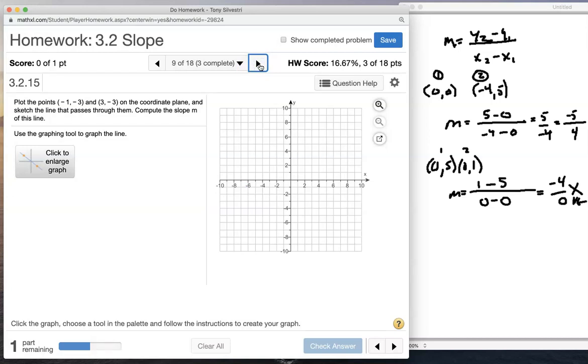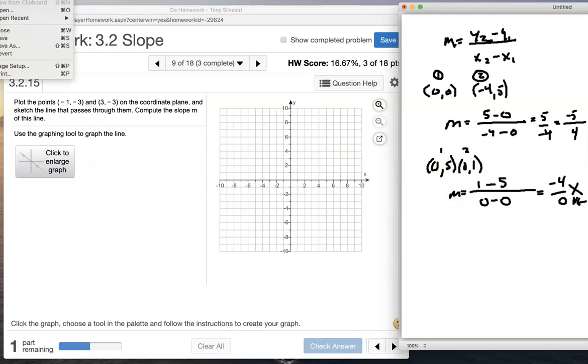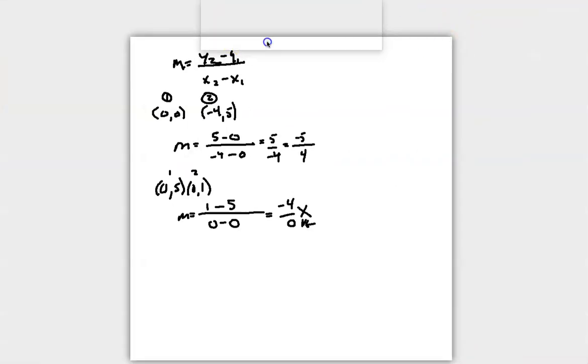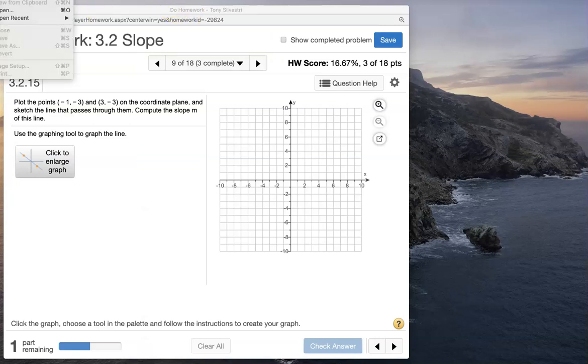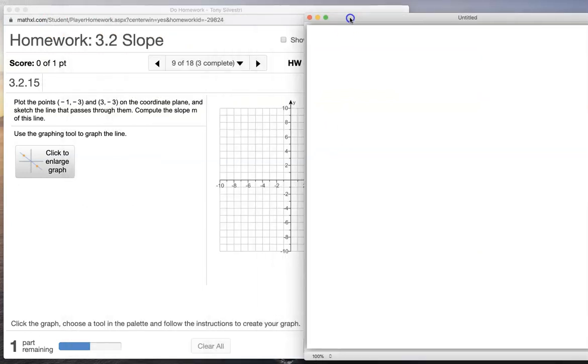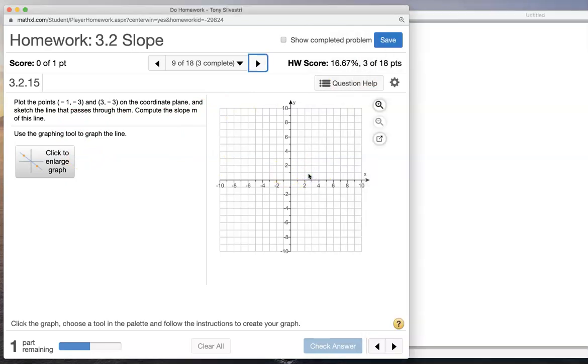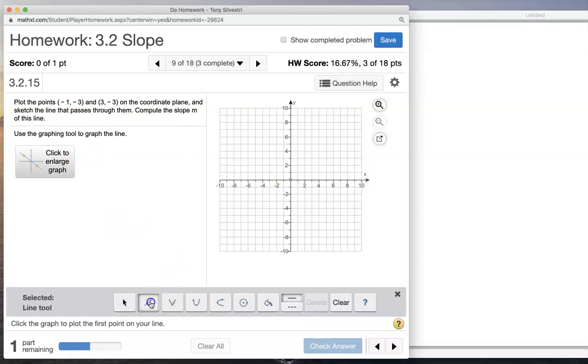Okay, and so let's do this one. I'll do this one. Okay. File. Let's clear this out. Don't save. File, new. Okay. Move this over here, and let's plot these points. Let's have some fun. Click on that graph. Pick the line tool. Let's see what you got.